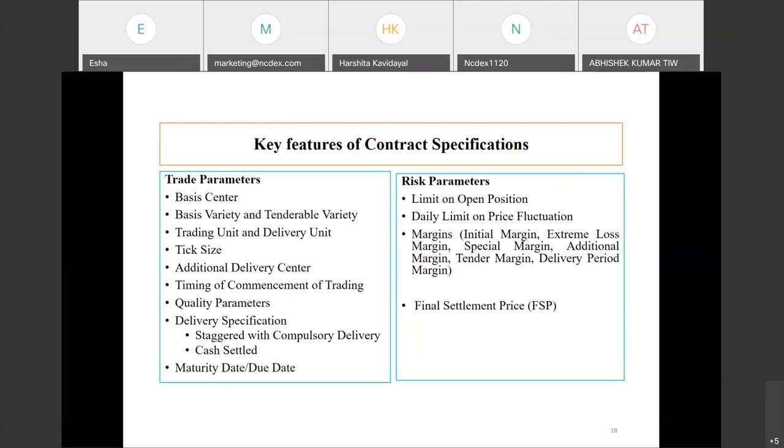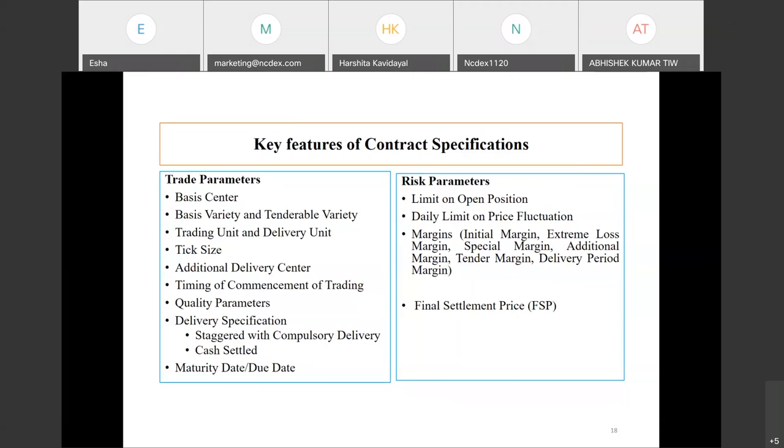Basis variety, I already told you, should reflect the general price trend. It should not be a premium variety or an inferior variety, because in that case price discovery may not happen properly. If you fix the tenderable variety at a premium level, you can tender a higher or superior variety and get a premium over the basis variety. That doesn't have much significance, but the basis variety should reflect the general price trend.